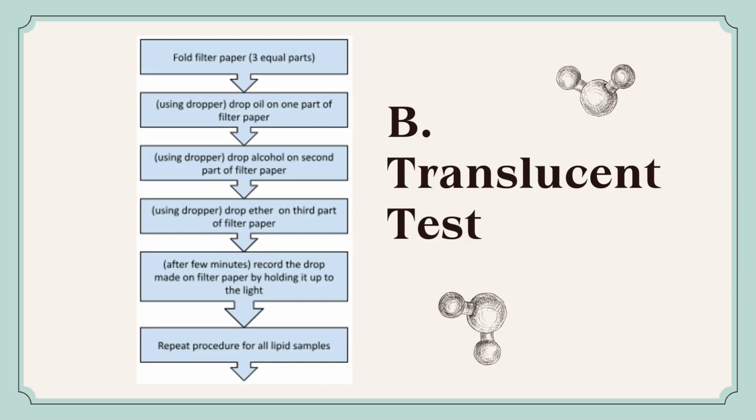Procedure B, translucent spot test. First, we folded the filter paper in 3 equal parts. Then, using a dropper, we drop an oil on one part of the filter paper. Next, using a dropper again, we drop an alcohol on the second part. Then, we drop an ether on the third part. After a few minutes, we recorded the drop made on the filter paper by holding it up to the light. We then repeat the procedures for all lipid samples.